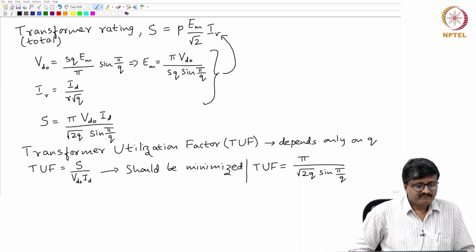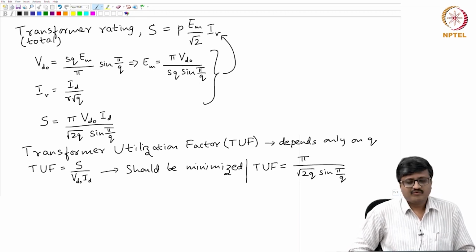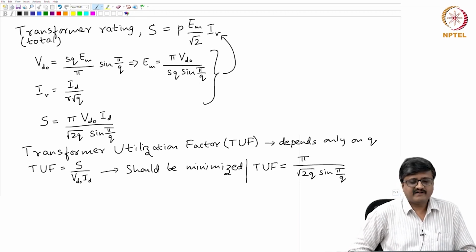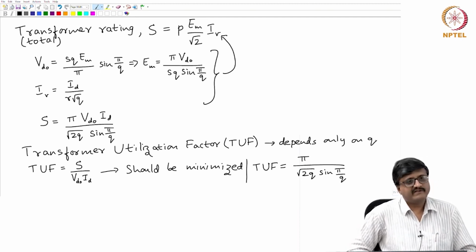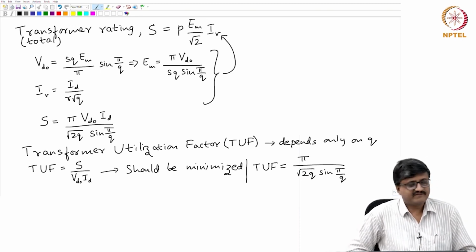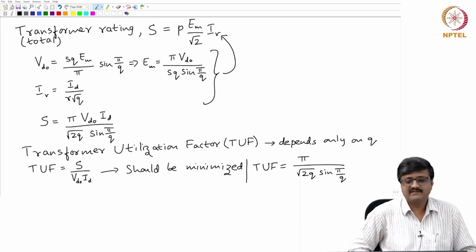So, we will use these two factors, valve utilization factor and transformer utilization factor, to arrive at a suitable set of values for Q, R and S for a given value of P. So, we will continue with this in the next class. I will stop here.